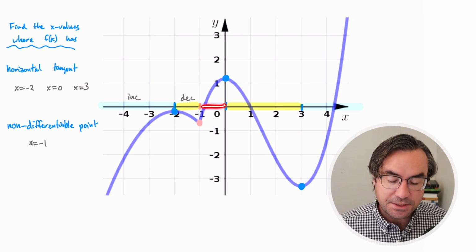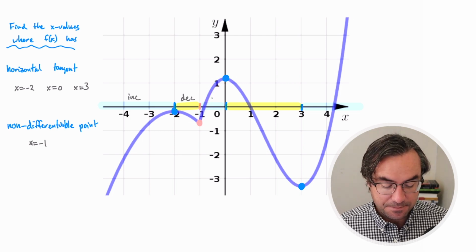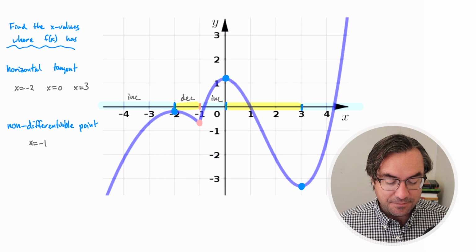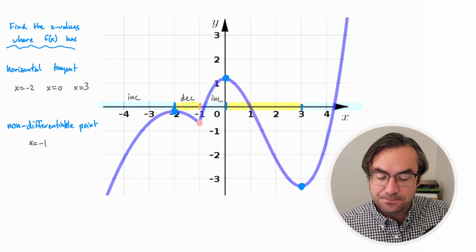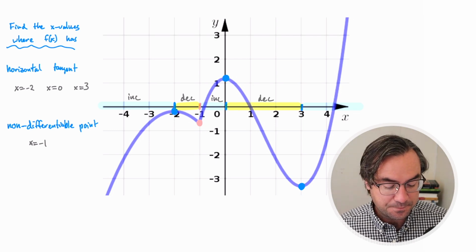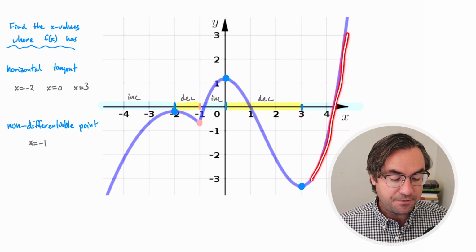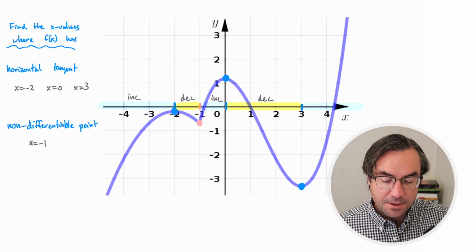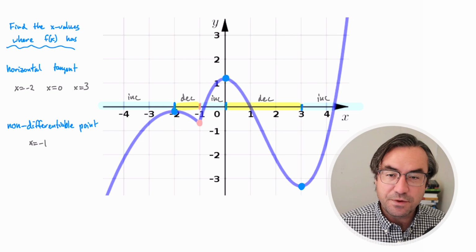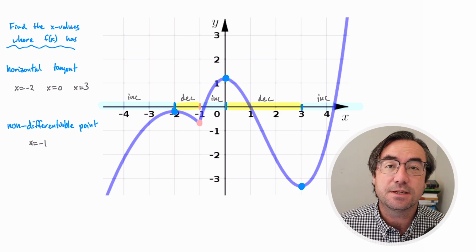And then from -1 to 0, well, what's going on? The graph is going back up. So it's increasing again. And then from 0 to 3, if we look on that section of our curve, well, it's going back down. So decreasing. And then finally, once we get to the point at x equals 3, the graph looks like it then just keeps increasing forever. So what we've done is we've found the intervals where our function is increasing and where it's decreasing.